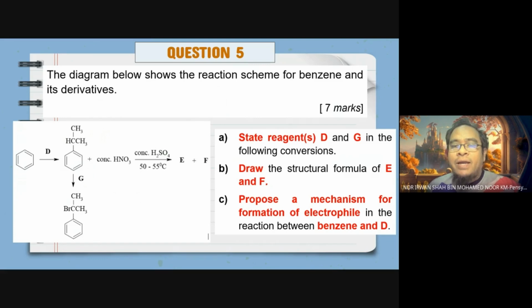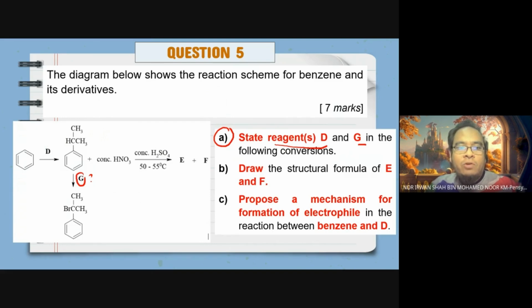Jadi markah dia ada 7 markah dan 7 markah ini dibahagikan kepada 3 sub soalan lah. Kita ada 5A, 5B and 5C. Okay, let's start dengan the first question dulu, Question 5A guys. Jadi apa soalan dia? Based on the given reaction scheme, kita kena identify apakah reagents D, okay, dan juga G. Ni, apakah D dan apakah G? Ini apa yang kita nak solve dulu dalam question 5A.